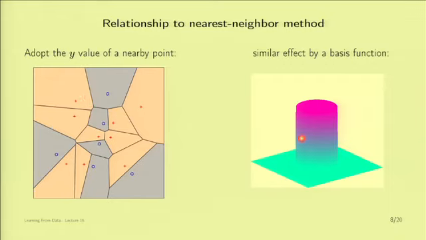The way you smoothen the radial basis function is, instead of using a cylinder, you use a Gaussian. So now it's not like I have an influence, I have an influence, I have an influence, I don't have any influence.